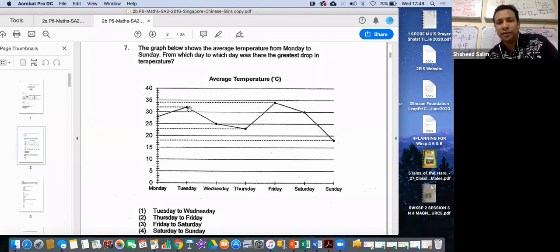This is Tuesday. But on Tuesday, the temperature is not just 32. It might go up to 35, it go down, but roughly it was 32. That's what they mean. They give you the average temperature for every day.